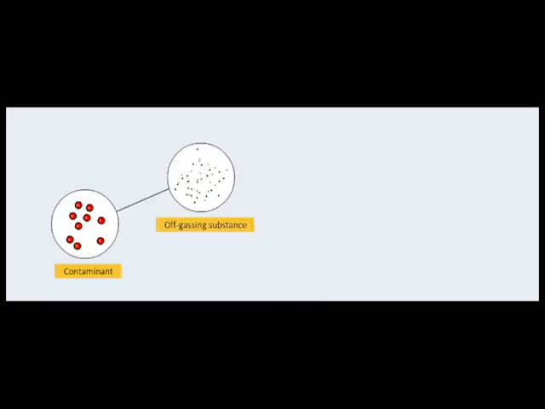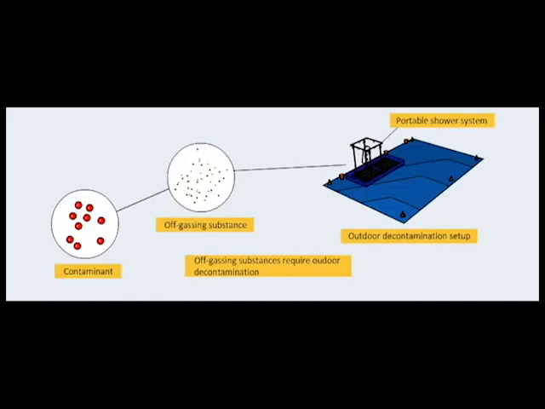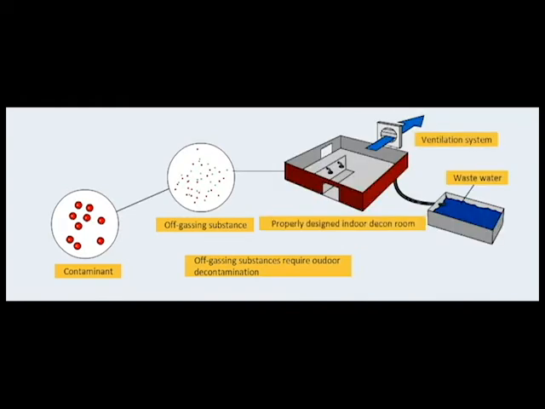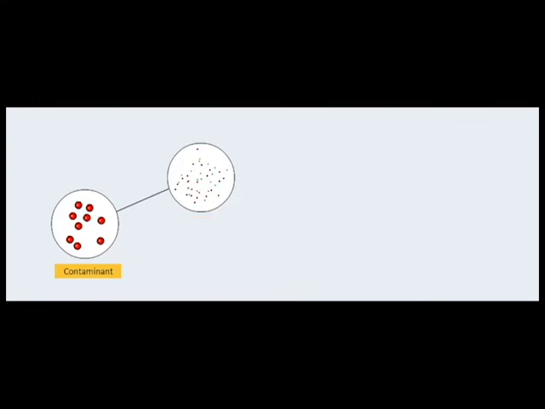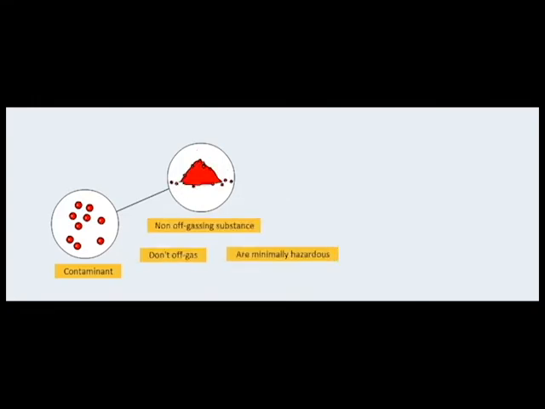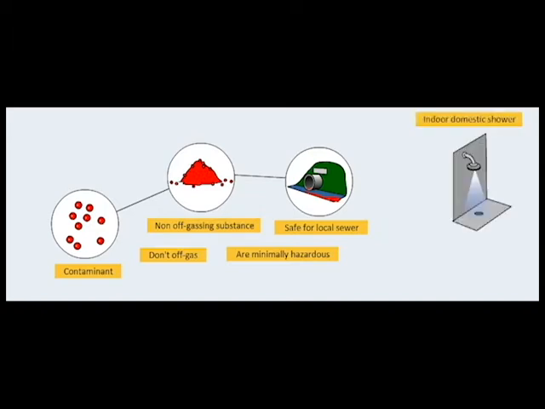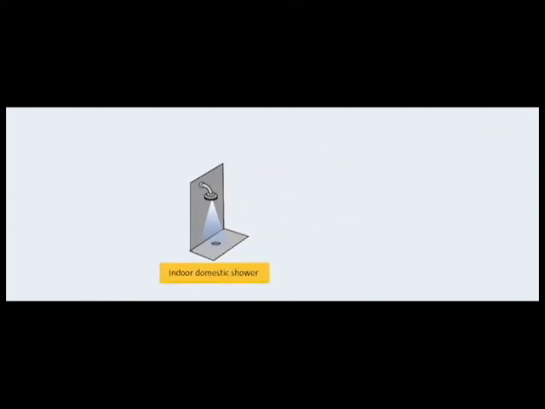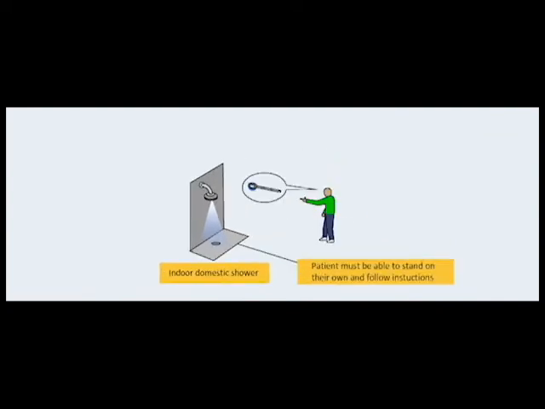Any substance that off-gasses or is toxic requires decontamination outdoors or in a suitable permanent decontamination room with appropriate ventilation. Substances that do not off-gas, are only minimally hazardous, and are safe for the local sewer may allow for the use of domestic showers such as those in staff locker rooms if available. Many household chemicals fall into this category. Any time a domestic shower is used, the patient must be able to stand on their own and be able to understand and follow directions.